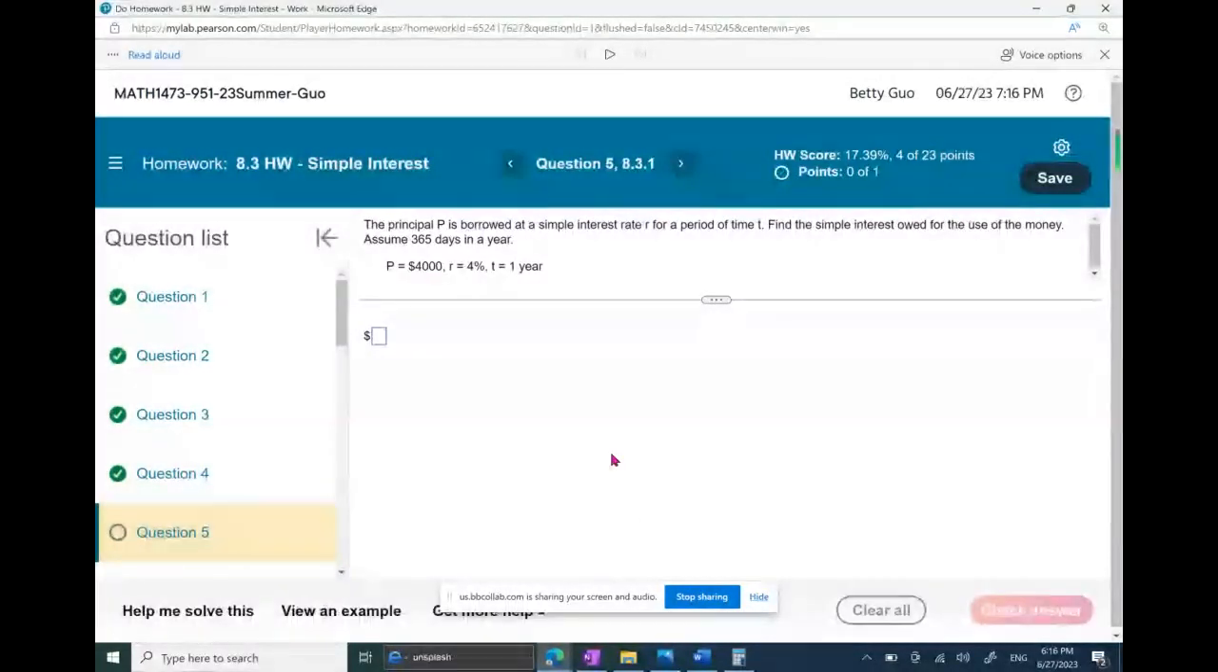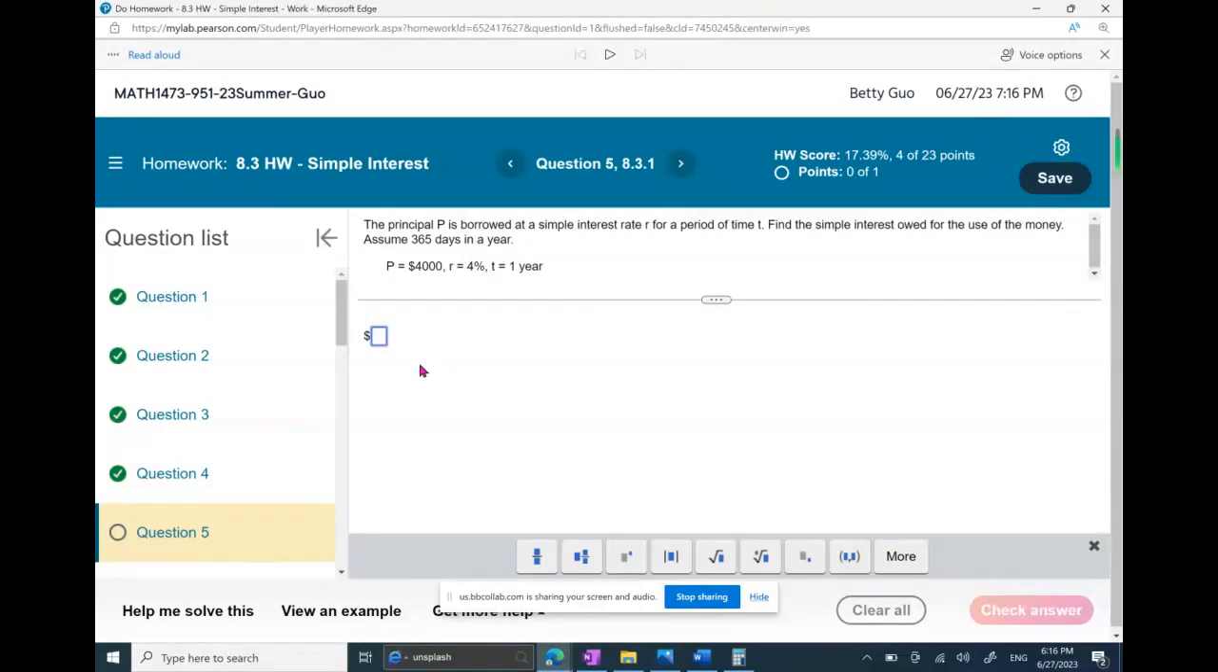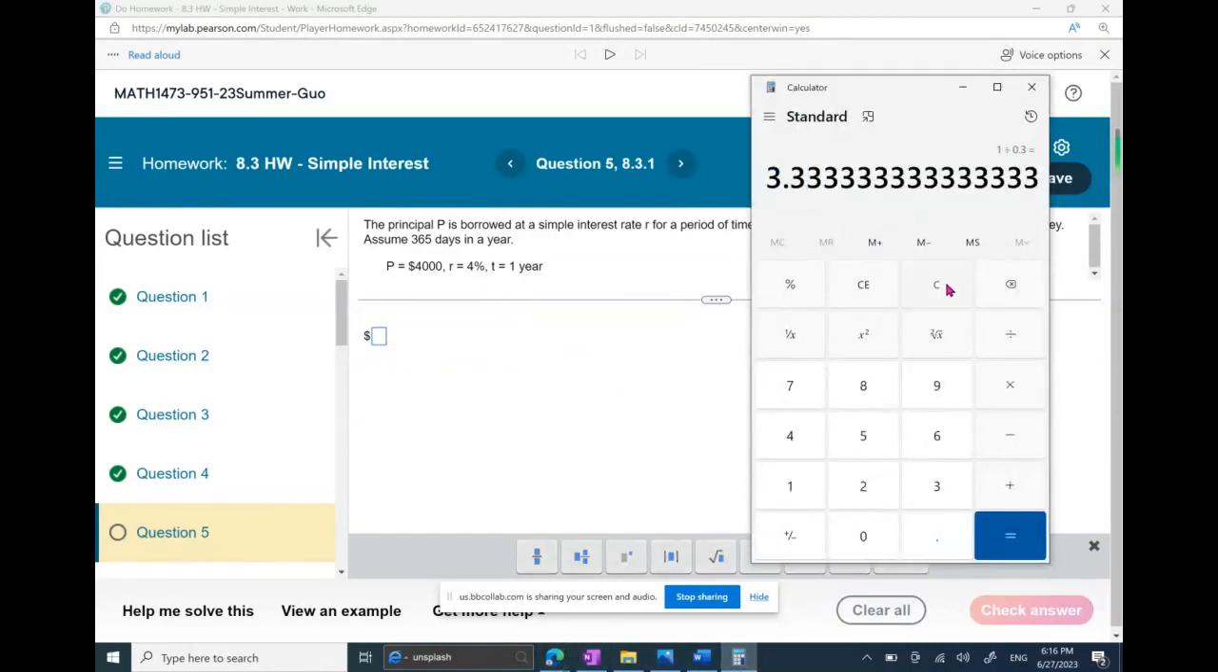Number 5, the principal P is borrowed at a simple interest rate R for a period of time T. Find the simple interest owed for the use of the money. Assume 365 days in a year. And we don't need to use this information at all. We are looking for the simple interest, right? So P times R times T. I'm going to process that directly on my calculator.